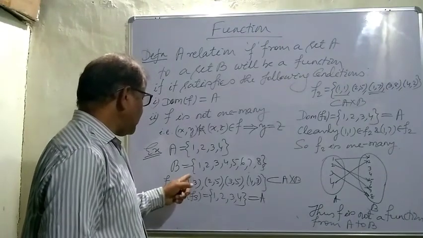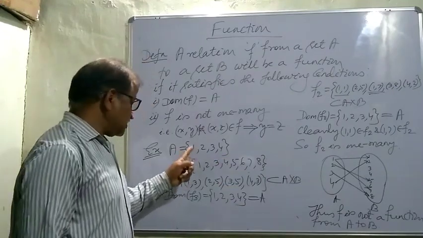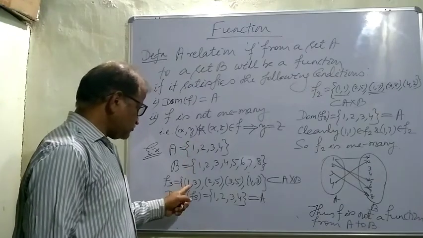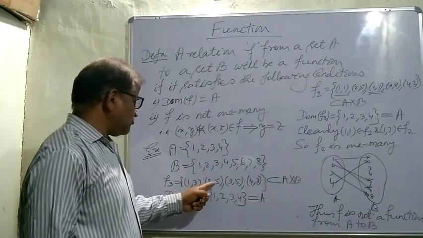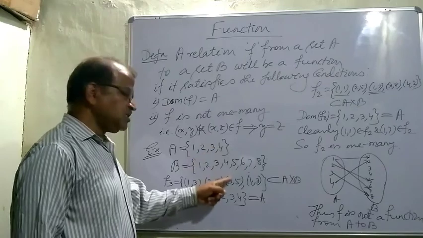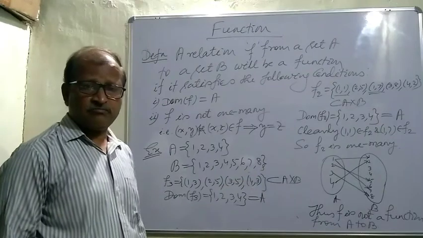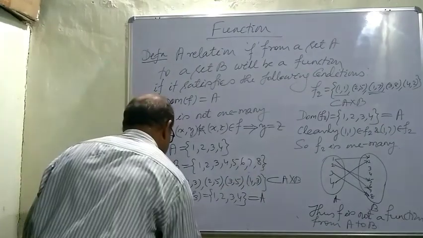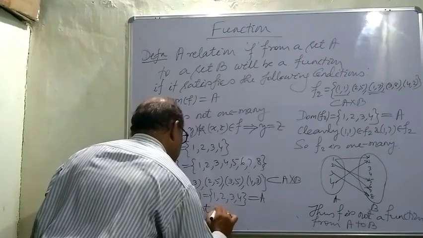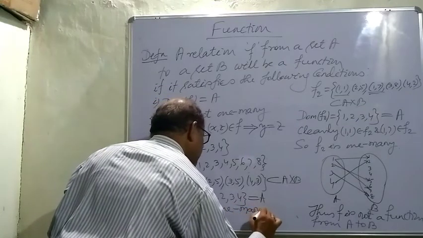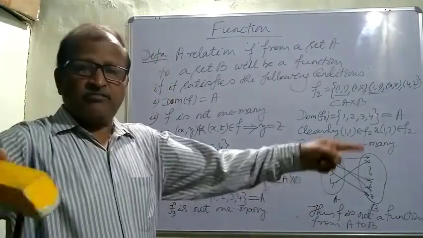No element of A is related to more than one element of B. Let us test one by one. 1 is related to 3 only. 2 is related to 5 only. 3 is related to 5 only. 4 is related to 3 only. So F3 is not one-many. You can draw the arrow diagram and you can see it is not one-many.